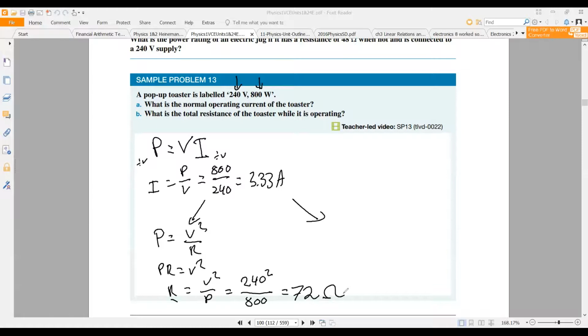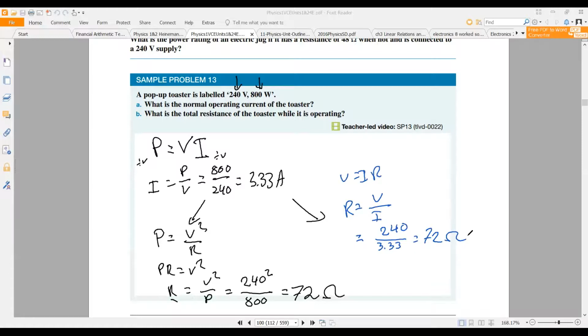Now there's another way. The other way you could do the answer, if you really wanted to, you could say R equals V over I, because V equals IR. We already know V is 240 volts, and now we know that I is 3.33 amps. So if I do 240 divided by 3.33, I get 72. So there are 2 ways to solve the problem.